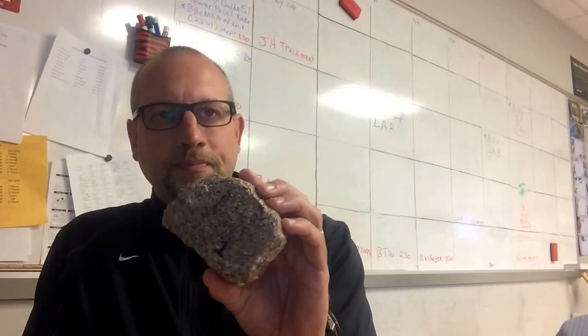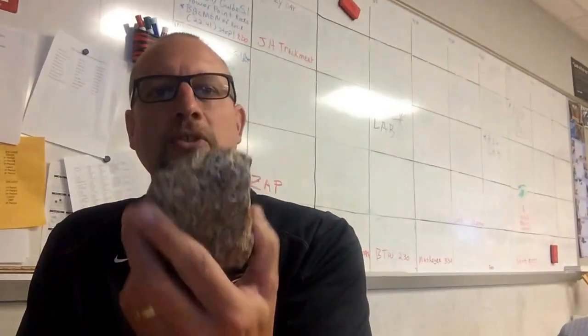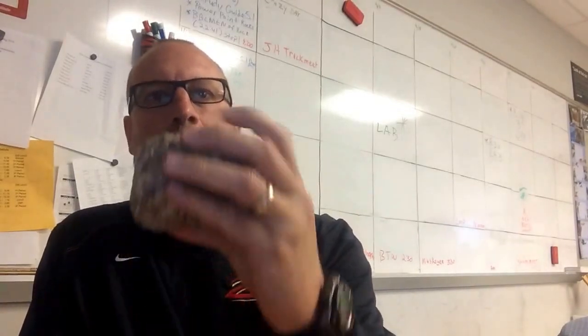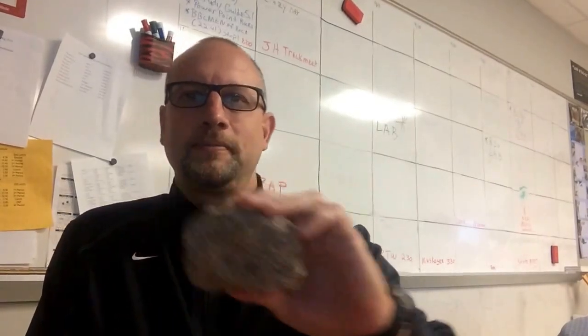Now, igneous rocks are classified according to where the magma cools and hardens. So if magma cools and hardens inside the Earth's crust, it is an intrusive igneous rock. And again, that is magma that cools deep inside the crust. A good example of intrusive igneous rock is granite. So granite cools deep inside the crust.